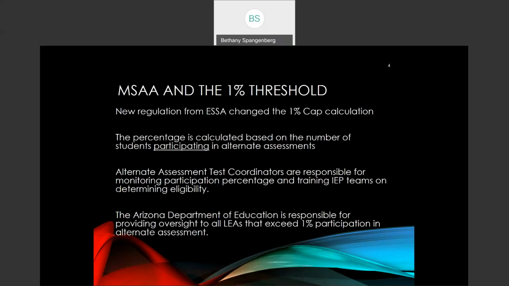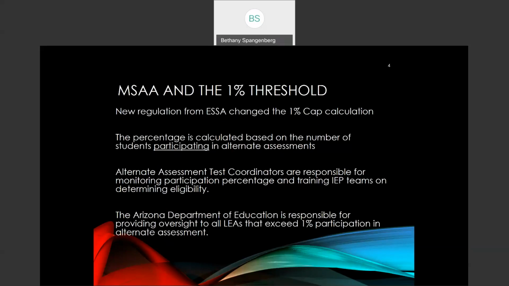The new regulation in ESSA changed the 1% threshold calculation. Previously, percentage for the 1% threshold was calculated based on the number of students proficient in alternate assessment. Now it is calculated based on the number of students participating in alternate assessment. This change has brought attention to eligibility determination.